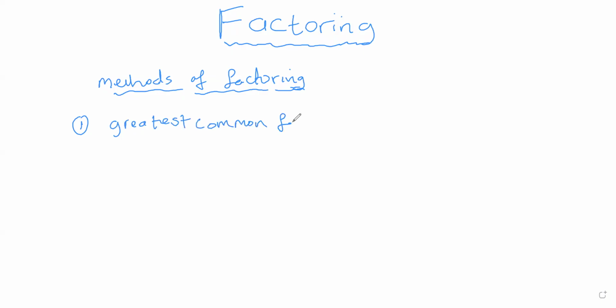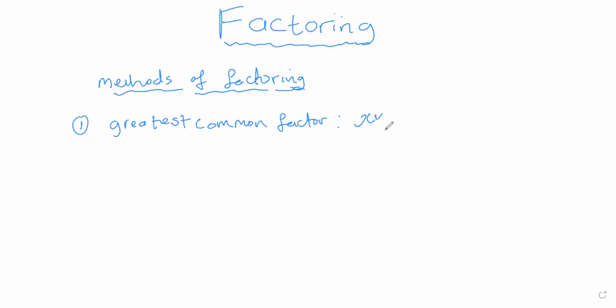Greatest common factor. So this method states that if you have an expression where one of the factors is common to all the terms in that expression, then you can simplify that by factoring out the common factor, by pulling out the common expression from the set of expressions.